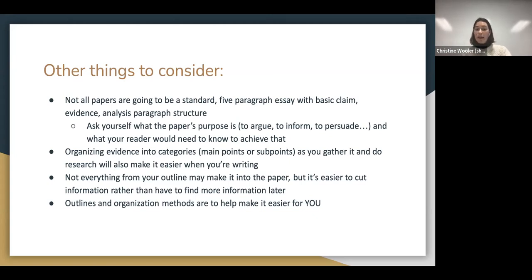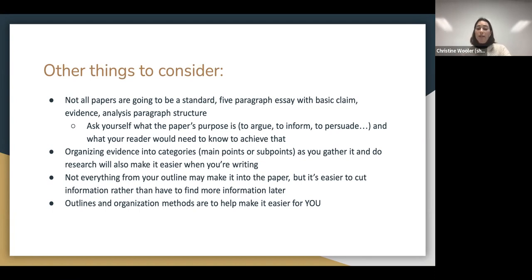It's also okay that not everything from your outline might go into the paper. It's a lot easier to have more information and have to cut it than to find more information later. So I would advise that when you're making these outlines, try to make them as thorough as possible so that when you're writing your paper, it's a whole lot easier. And then if you do need to cut stuff, that's easy. You can just go through and cut whatever isn't totally necessary, as opposed to not having enough in your outline and then having a hard time writing these papers.